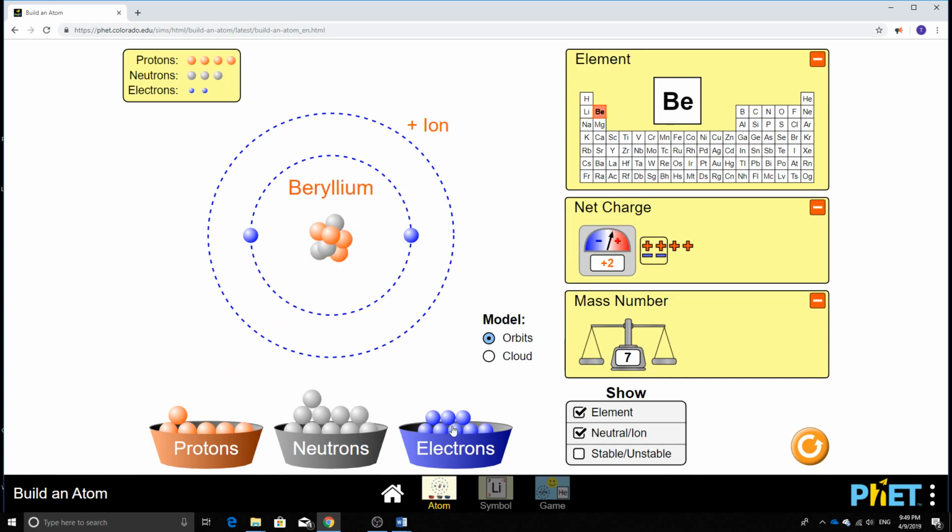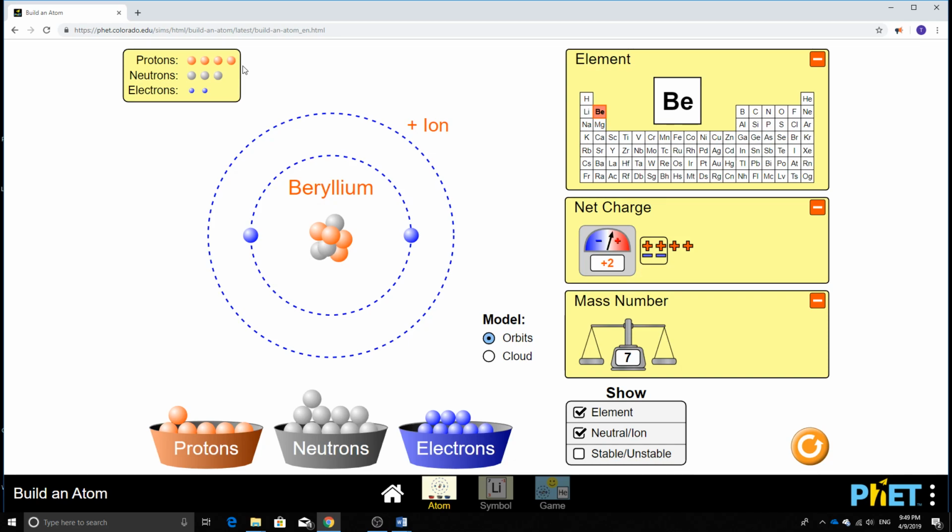Now here, I'm up to beryllium. Beryllium has how many protons? 1, 2, 3, 4. Notice that my charge right now is a positive 2. That's because I have 2 electrons, remember 2 electrons, and now 4 protons. Well, they're not balanced, are they? So therefore they're not going to be neutral, so this is an ion. What is an ion? An ion is a charged particle, a charged atom in other words.